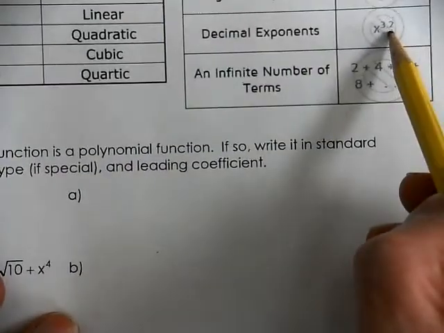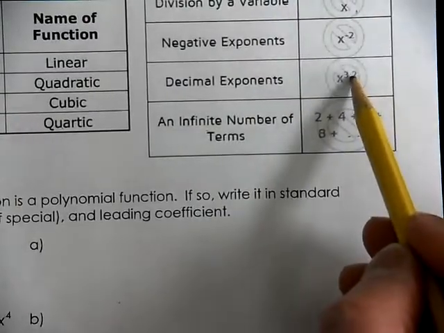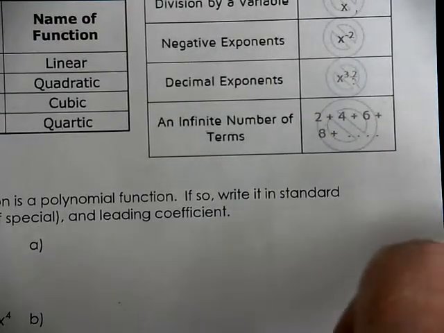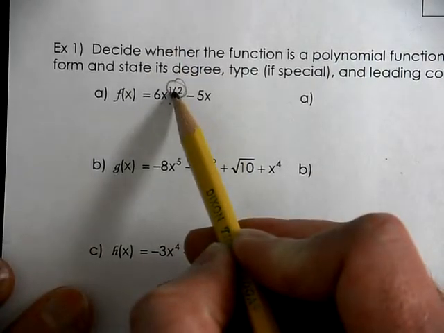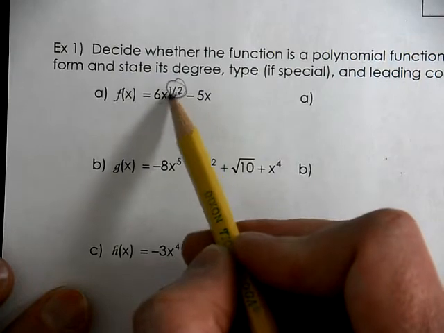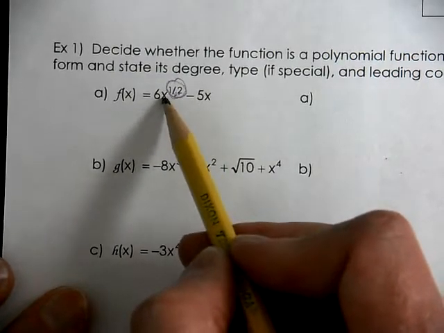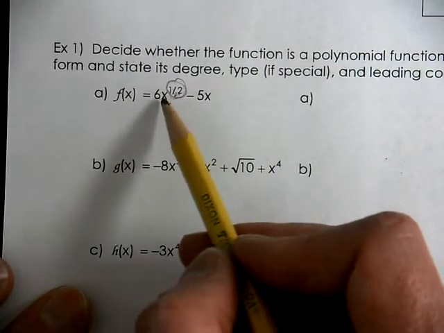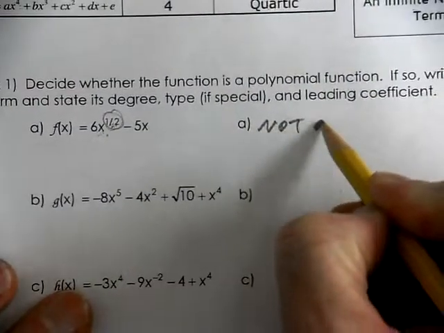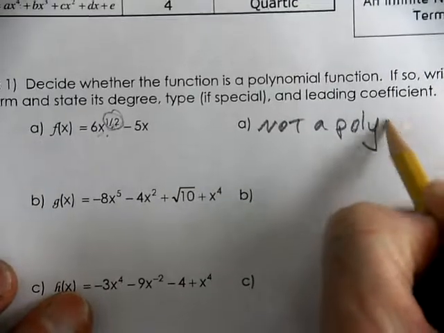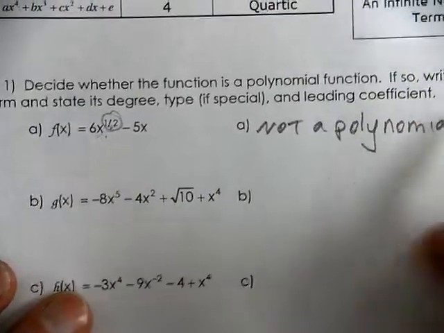Here it showed a decimal. You can't have a decimal as an exponent. The same thing as you can't have a fraction as an exponent. So this fraction would imply that it's the square root of x. It's a fancy way of writing a radical. So this is not a polynomial.